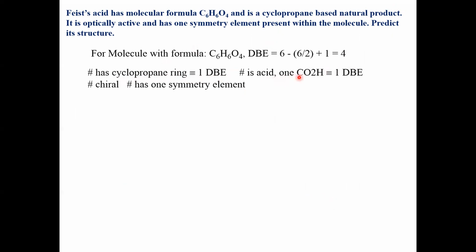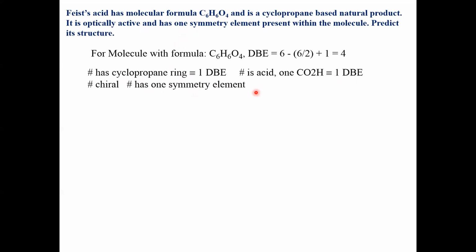Okay, so one carboxylic acid will be one double bond equivalent. If you have two, it will be two double bond equivalents. If you have three carboxylic acid functional groups, it will be three. So it is chiral, so we have to get only a chiral molecule. It cannot even be meso. It has one symmetry element, and it is optically active, so it will be chiral.